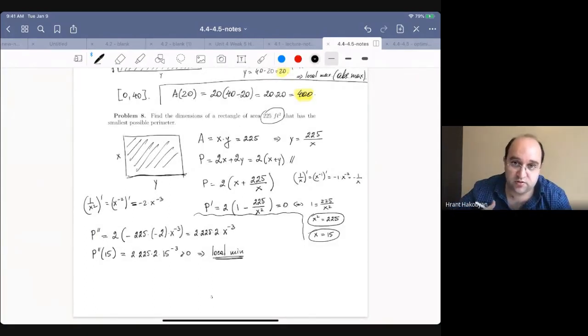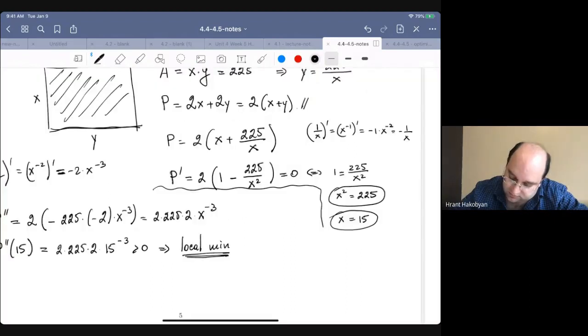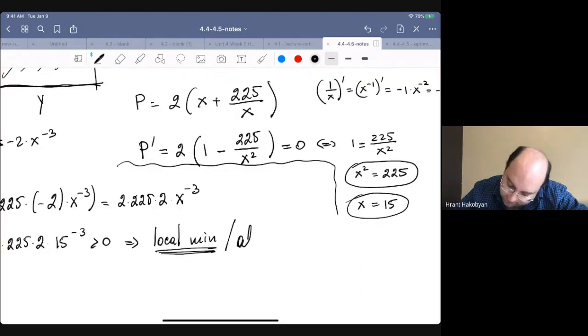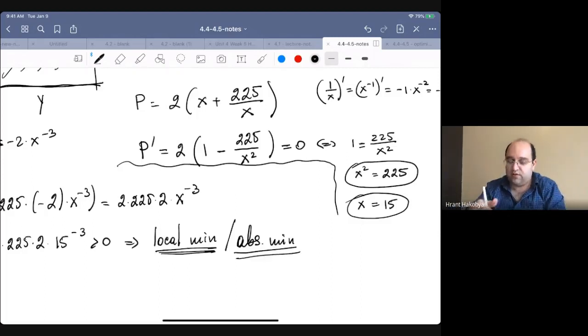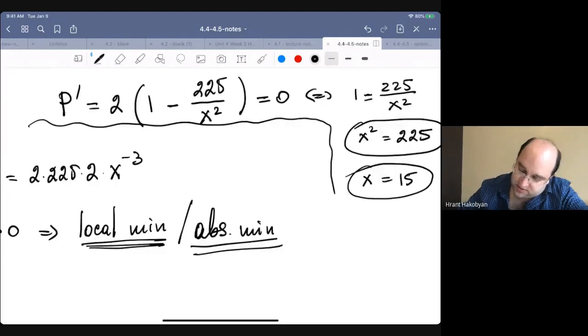And again, because there are no other critical points, or if you want, you can look at the points where x was the largest and x was the smallest, then you will see that this is going to be an absolute minimum as well. So in your exams, you don't have to say why it is an absolute minimum if it is a local minimum in this kind of example, okay?